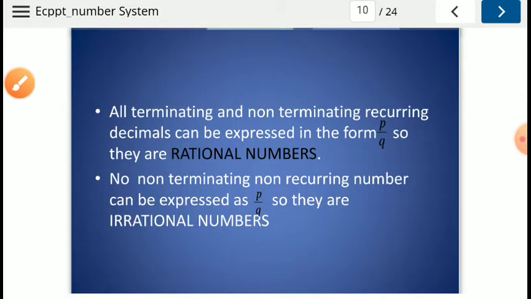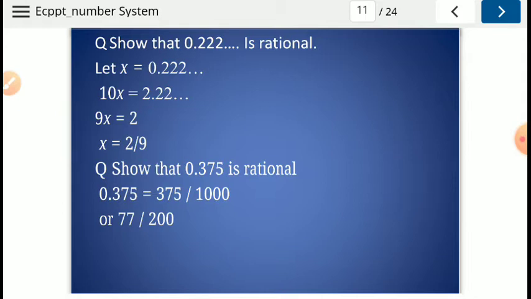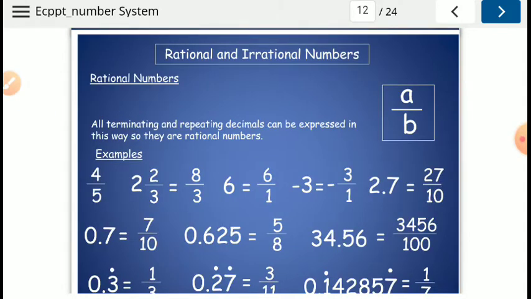Next, all the terminating and non-terminating recurring decimals can be expressed in the form p by q, so they are rational numbers. Non-terminating non-recurring decimals cannot be expressed as p by q, so they are irrational numbers. Note this point also. And how do we express rational numbers in p by q form, we have learned already. Here are some more examples for you, and you can go through them.